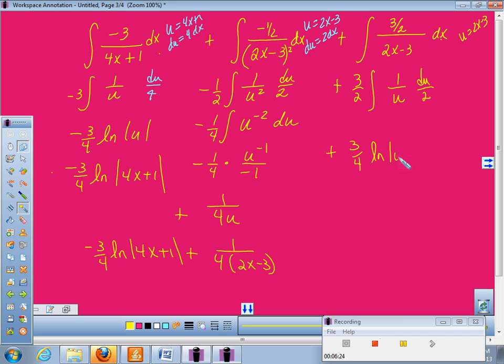Now, is there anything we can combine? Two of them are natural logs. The middle one is not. But the two that are natural logs, I'm going to reverse order here. I'm taking the third one and writing up front.